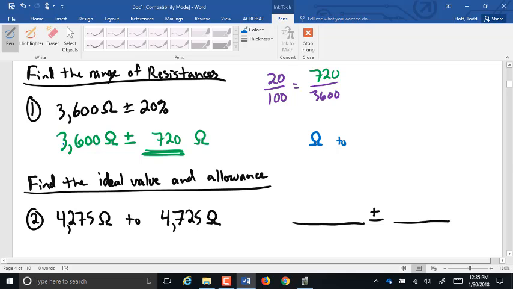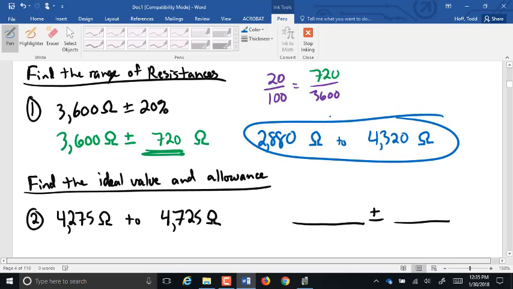You had the right idea. 3,600 minus 720, which is 2,880. How do we get the upper end? 3,600 plus 720, 4,320. How many of you had that? How many of you had no clue where that came from?